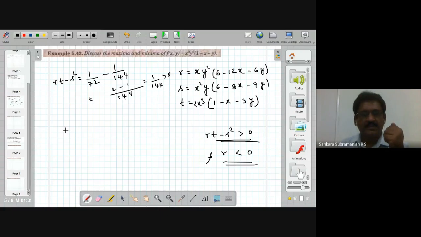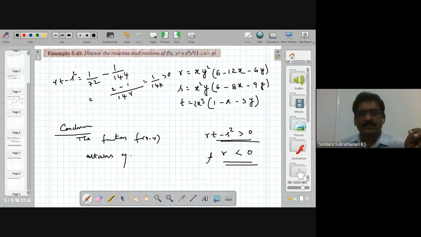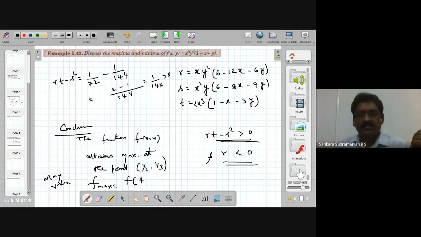So decision, conclusion. The function f(x, y) attains maximum at the point. What is the point? Stationary point 1 by 2 comma 1 by 3. And maximum value f max is equal to f of 1 by 2 comma 1 by 3.